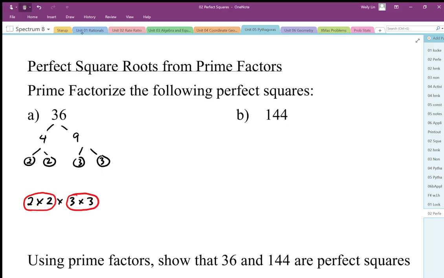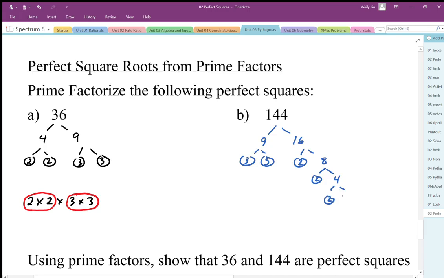With 144 we can do the same thing. This is going to be 9 times 16. We can make this into 3 times 3. This becomes 2 times 8, 2 times 4, and we get 2 times 2. So here we end up with 2 times 2 times 2 times 2 times 3 times 3. And we can see that it is a perfect square.